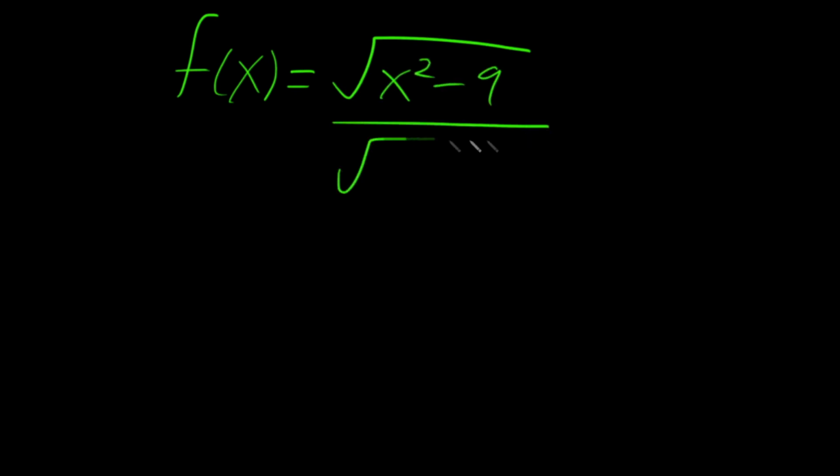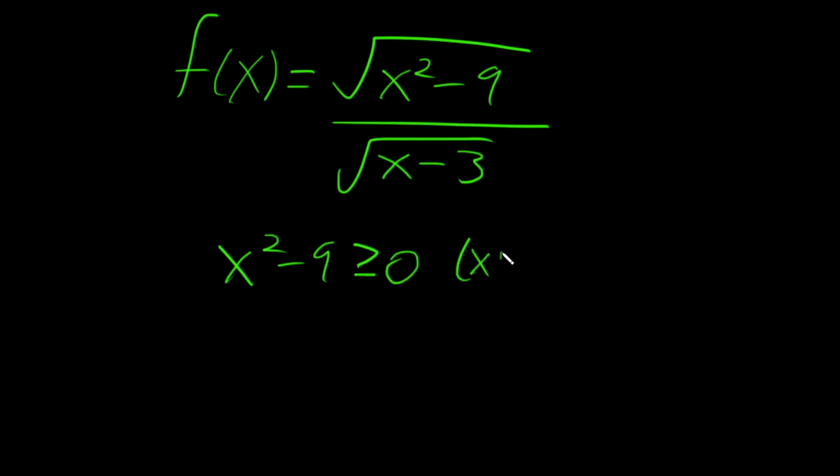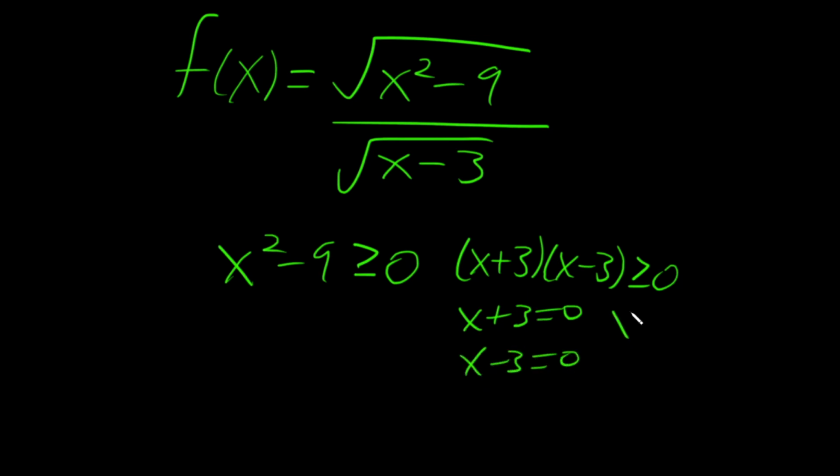Finally, let's take a look at one last example. Say we have f of x is equal to the square root of x squared minus 9 over the square root of x minus 3. We'll split these up. For the numerator, we know x squared minus 9 must be greater than or equal to 0. We can factor again. That would give us x plus 3 times x minus 3 is greater than or equal to 0. So now we want to find the critical points. What would make this exactly equal to 0? So x plus 3 equals 0, as well as x minus 3 equals 0. And therefore, x would be positive or negative 3.